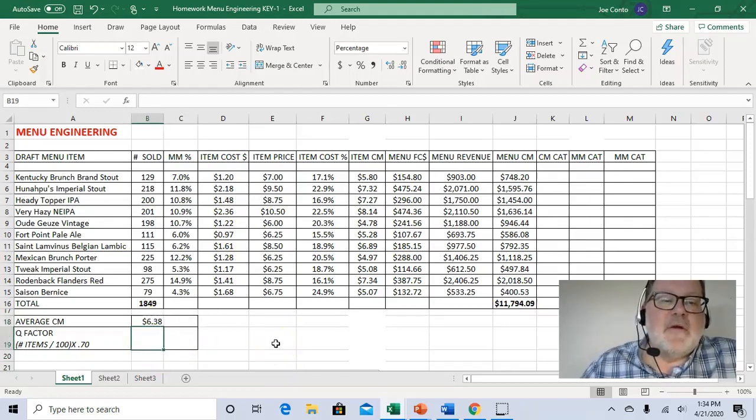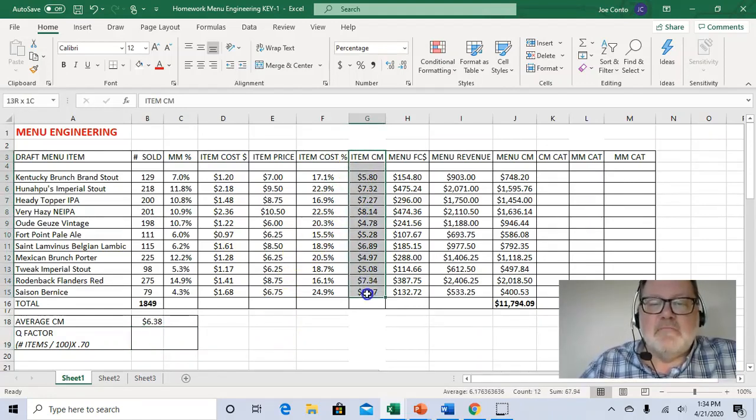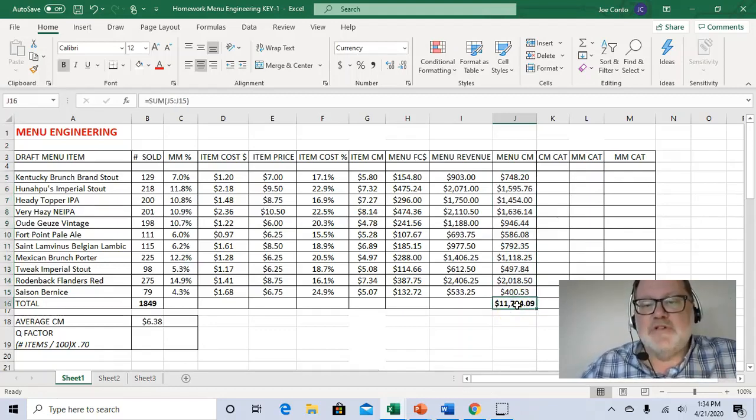I just want to go back and make sure you understand that the average contribution margin is, remember, each of these items has an item contribution margin, right? And this is the average contribution margin after we take a look at the idea of extrapolating it to all that have been sold, right? I take my entire contribution margin, everything I had left over after I paid for the product itself, and divide by the number of products I sold, in this case there. So on average, every time I sell a beer, I'm making a contribution margin of $6.38.